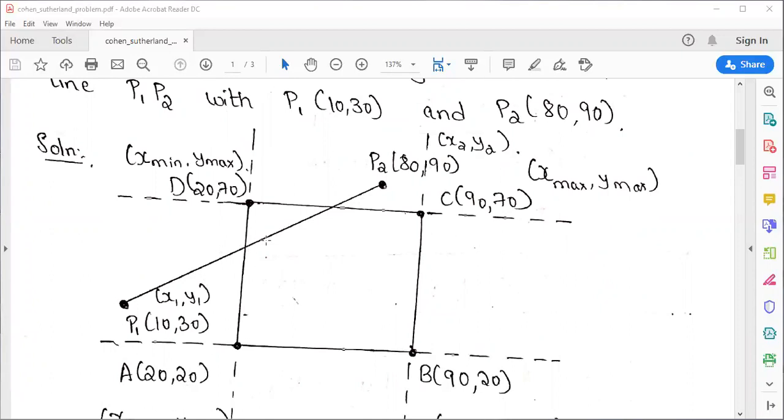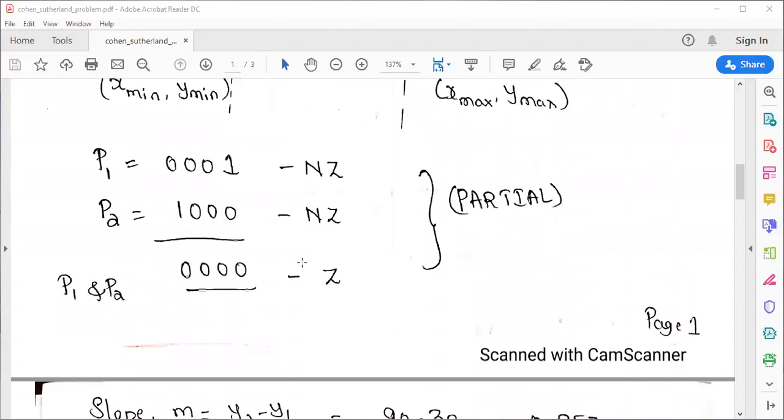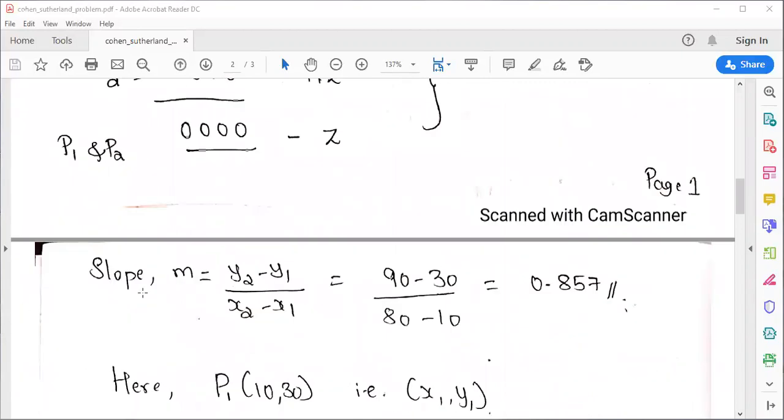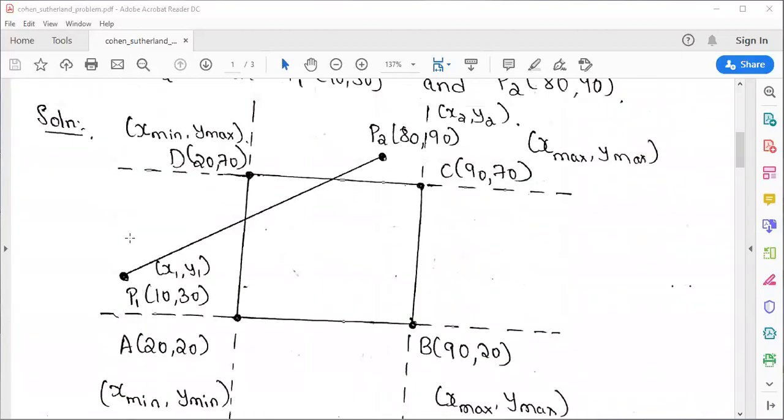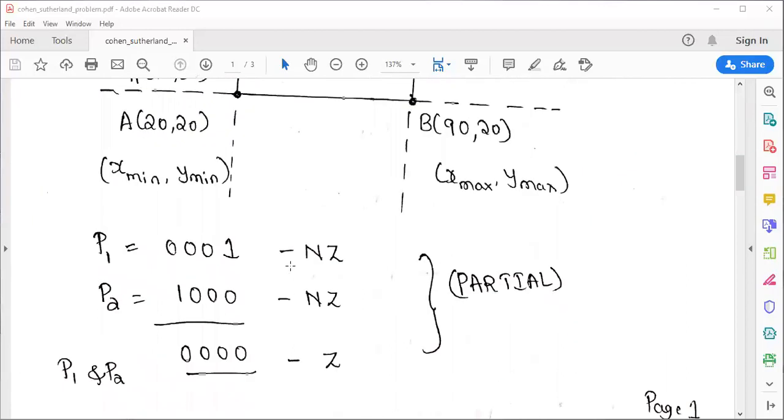So we have to display only that part of the line which is inside the clipping window, right? To do that, we have to find the intersection points. This complete line P1 to P2 intersects the clipping window at 2 points, so we have to find the intersection point I1 and intersection point I2. Then we will display only the line inside the clipping window, and the remaining part of the line which is outside will be deleted.